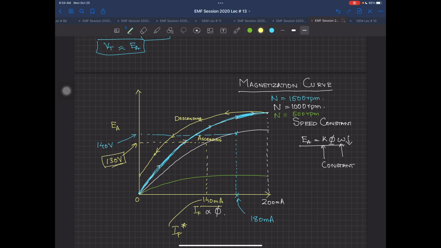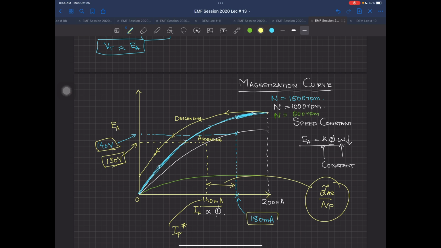So that can only be calculated from your magnetization curve. If IF is there, you would have your 140 volt output, but practically you are only getting 130 volt output, which corresponds to 140 milliampere. So this decrease from 180 to 140 corresponds to that armature reaction divided by NF in that equation.